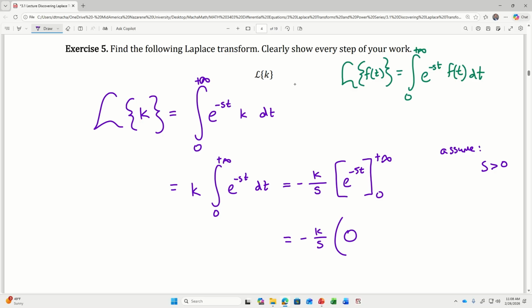And then we subtract what we get if I plug in t equals 0. What do I get if I plug in t equals 0? That's e to the power 0. What's e to the power 0? 1. So in the end, we find that the Laplace transform of k is k divided by s.